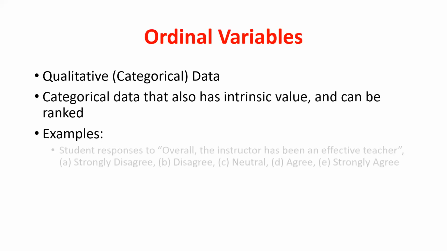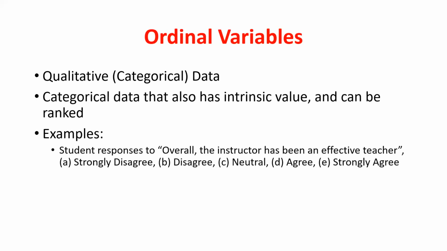A much more useful type of qualitative variable would be ordinal. An ordinal variable is still qualitative. It's still a non-numerical value. It's still a word, but it allows us to rank the observations. So I'll give you an example. At the end of every semester, you have a question that shows up on the student evaluations that says overall this instructor has been effective, right?